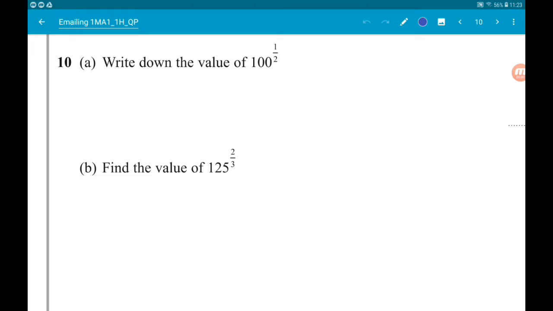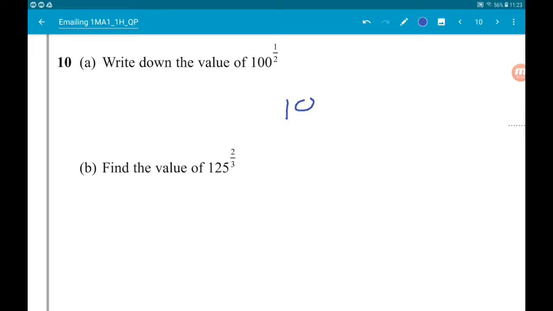Okay, number 10, indices. So my playlist is down below. 10a wants us to write down the value of 100 to the power of 1/2. So the power of 1/2 means a square root. So square root of 100 is 10.